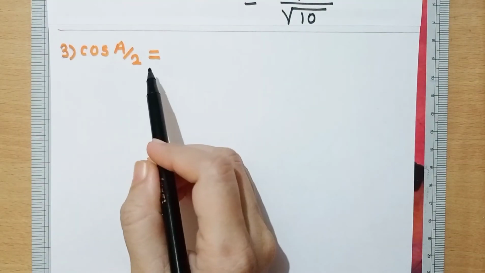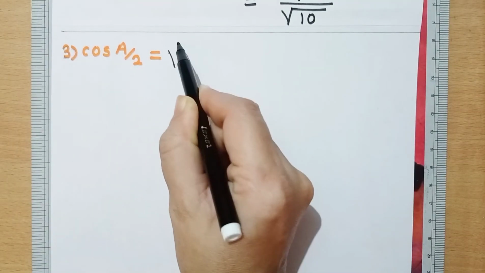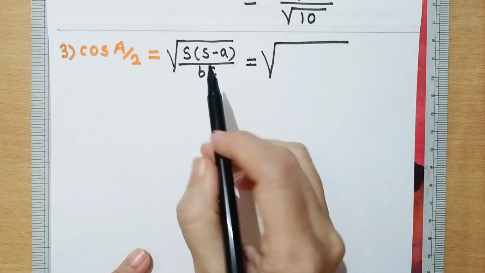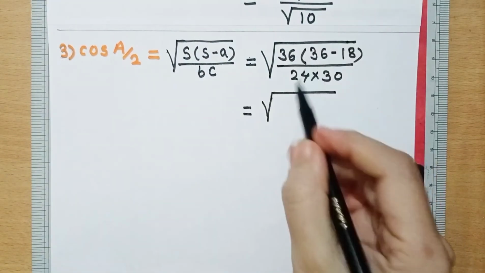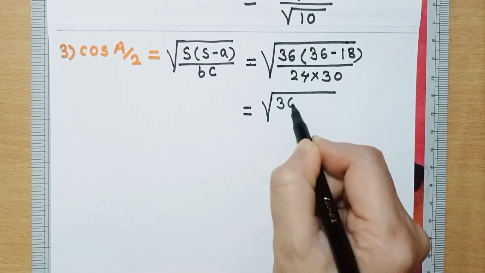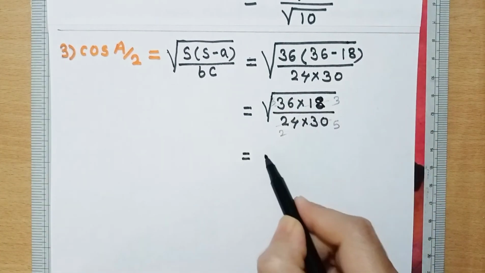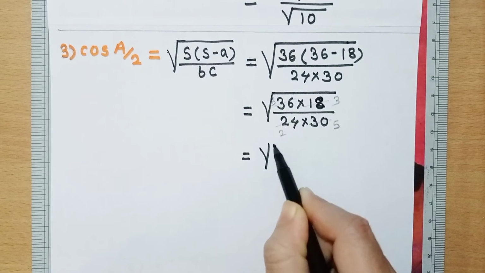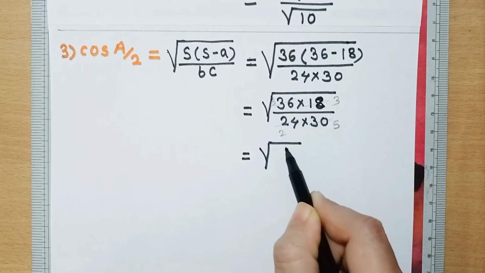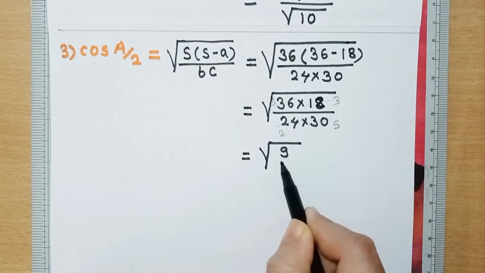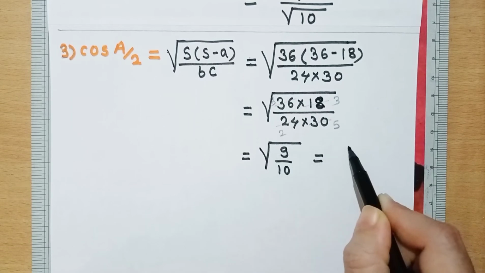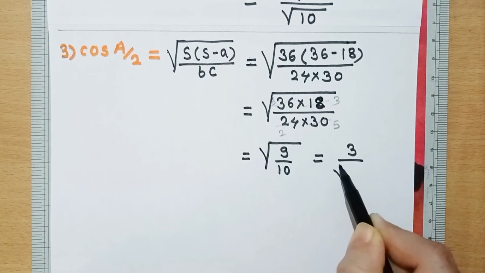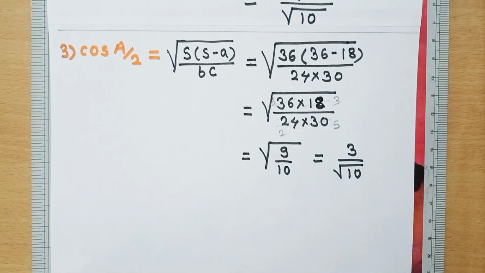Let's find cos A by 2, and its formula is this. Now substitute values. So simplify, this is 36. On simplifying, this is root 3 threes are 9 and 2 fives are 10, and that is equal to square root of 9 over 10, which is 3 upon root 10.